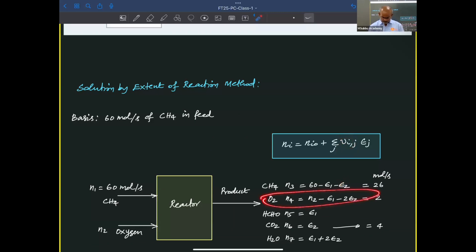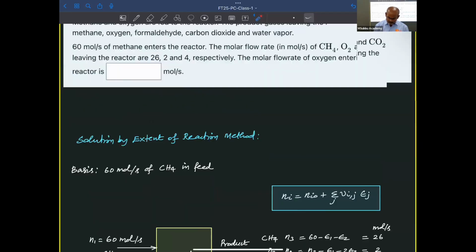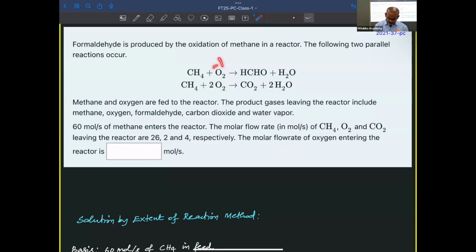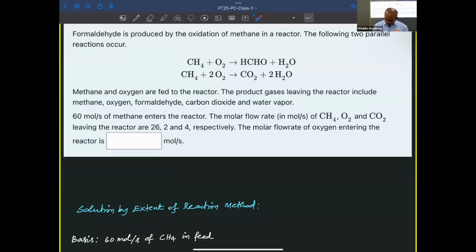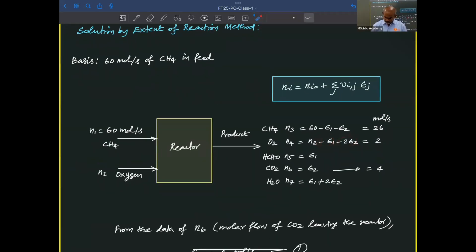Now I'll explain for everything. What is it for O2? O2 is there in the first reaction, which has a stoichiometric coefficient of -1, and here it is -2. So that's why -E1 and -2E2. What is initially available? We are taking it as N2. So N2 is the initial amount, and these terms are available here.